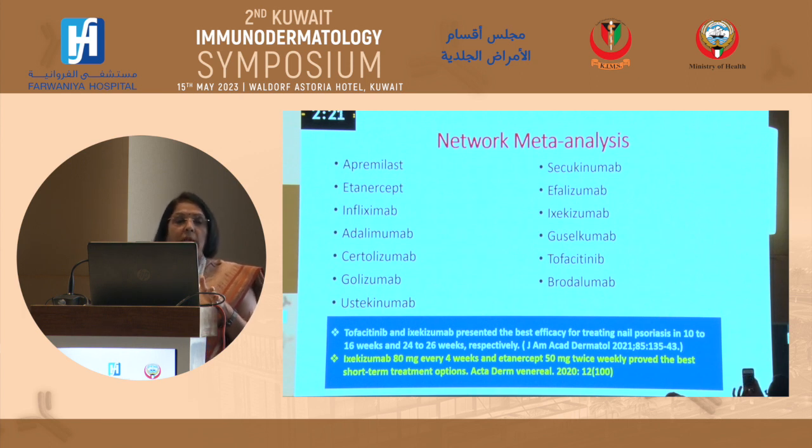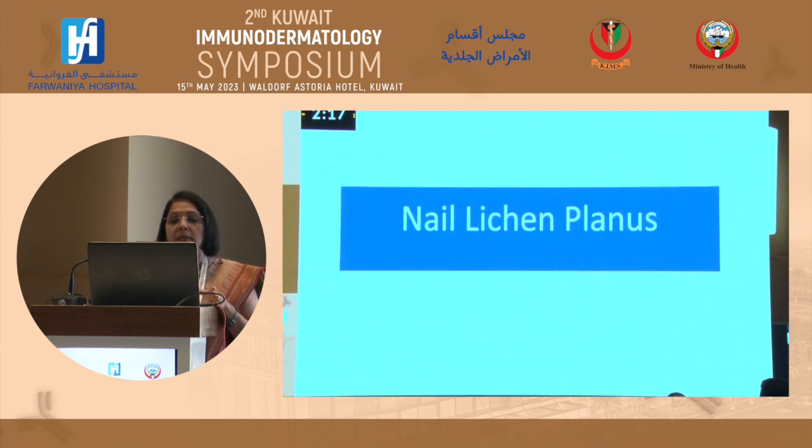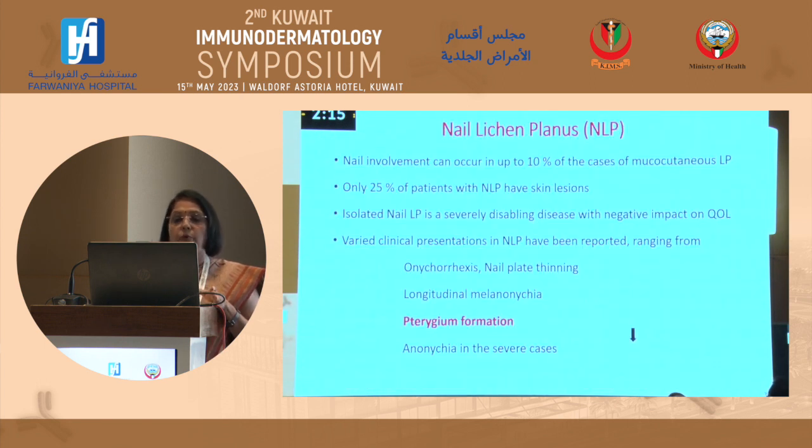Coming to nail lichen planus. Nail lichen planus can occur in 10% of the cases of mucocutaneous LP. Only 25% of nail lichen planus have skin lesions. But isolated nail lichen planus is a more disabling disease than psoriasis because it's potentially scarring. Once the pterygium sets in, you cannot do anything at all. And it has a severe negative impact on quality of life.